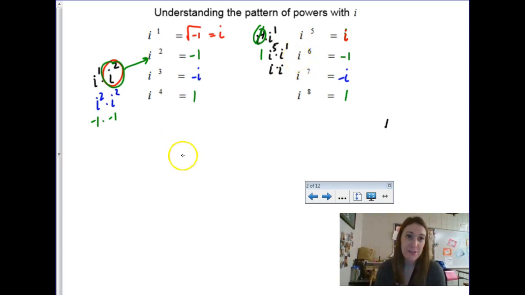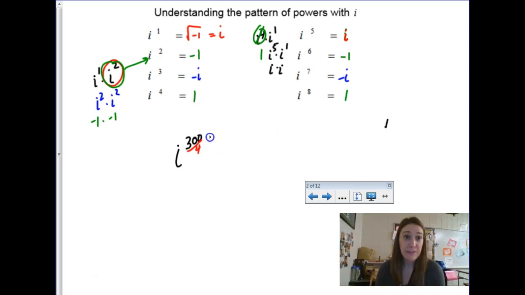So once in a while you get a crazy question like i to the 300th power. Well, I'm not going to sit here writing out 300 i powers until I get to the final answer of i to the 300th power. What we're going to do is figure out where in the pattern this number would fall. The first thing I'm going to do is divide this by 4.